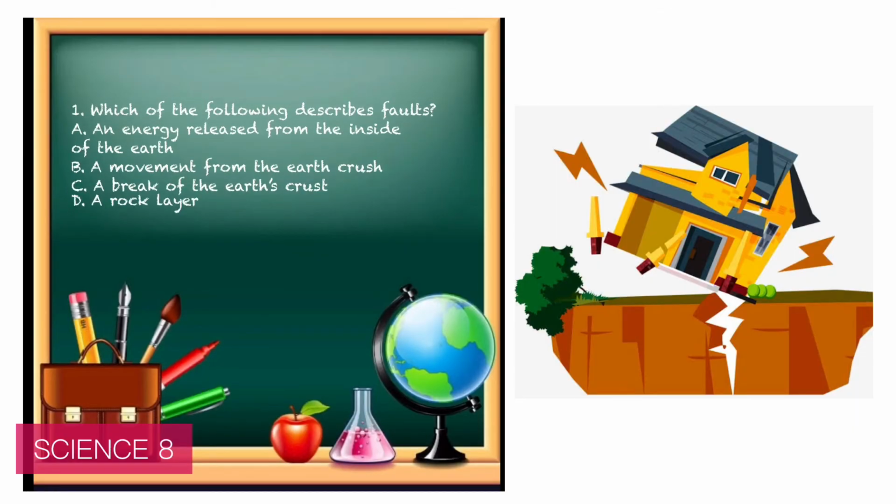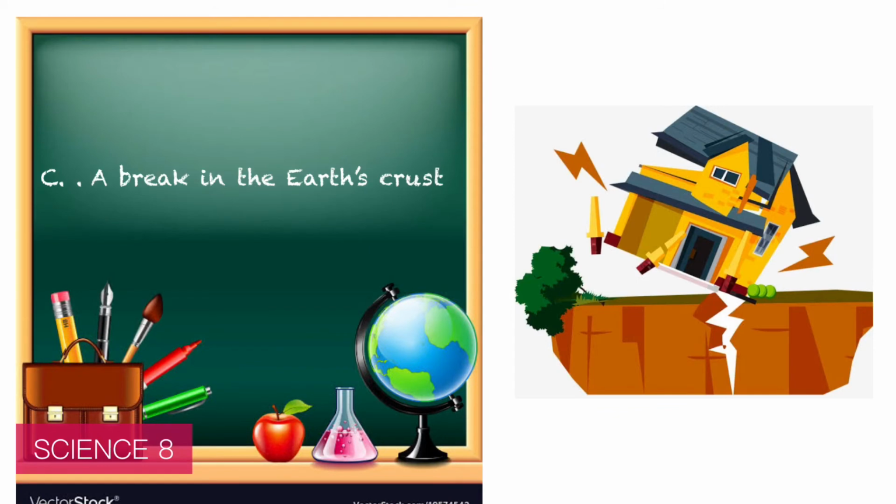Number 1. Which of the following describes a fault? A. An energy released from the inside of the earth. B. A movement in the earth's crust. C. A break in the earth's crust. D. A rock layer. The correct answer is letter C, a break in the earth crust.